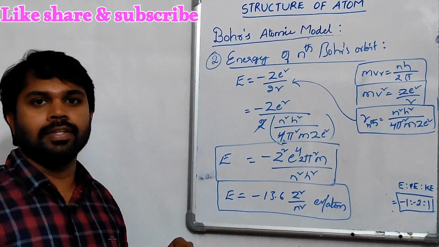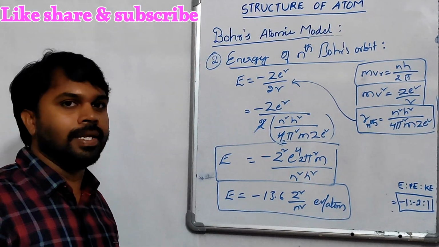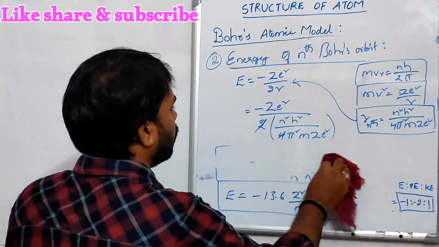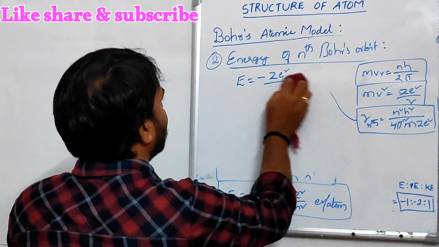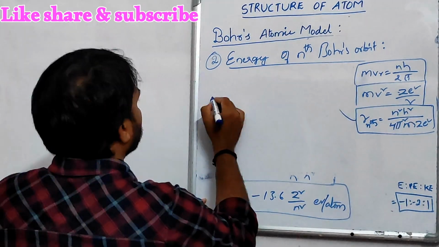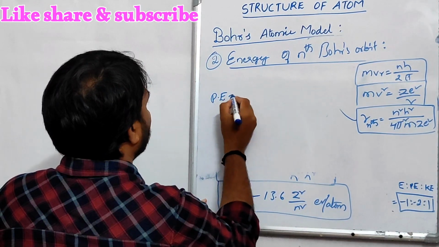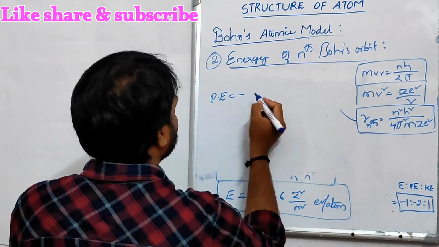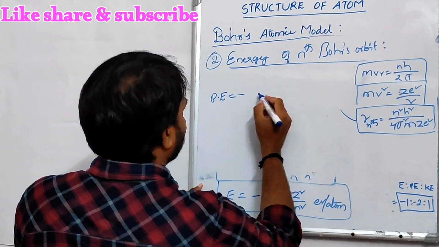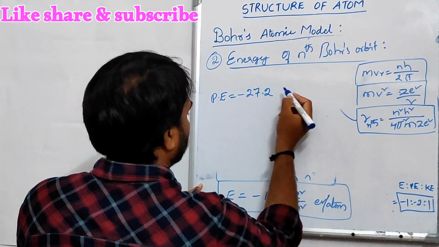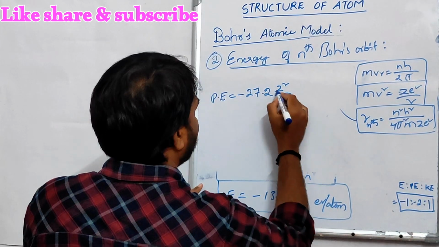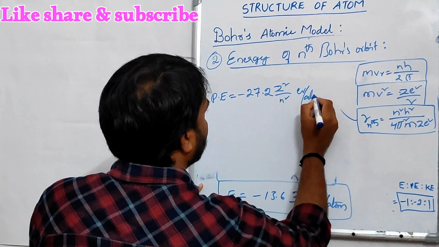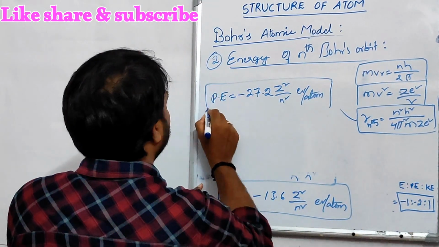This is the total energy value. Now we want to calculate the potential energy. We know the ratio of total energy, potential energy and kinetic energy. Potential energy is equal to 2 times the total energy. So 2 times minus 13.6 is minus 27.2 into Z square by n square electron volt per atom.